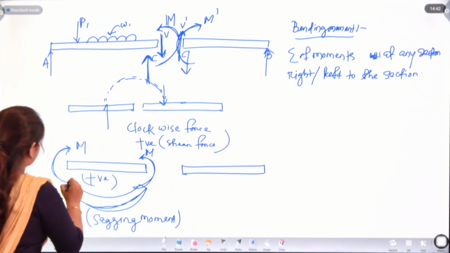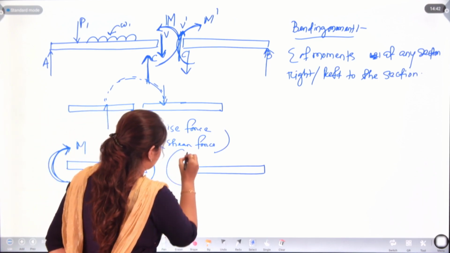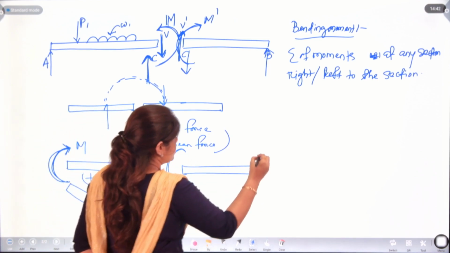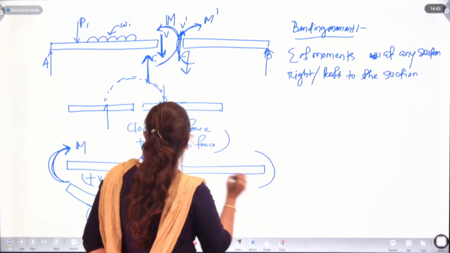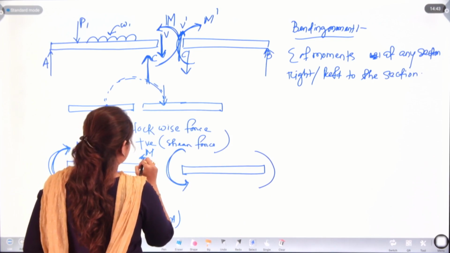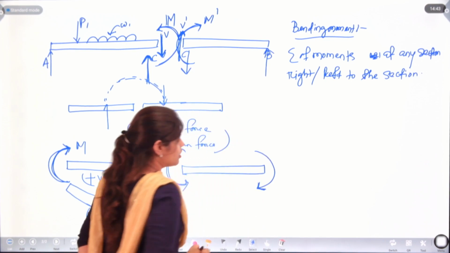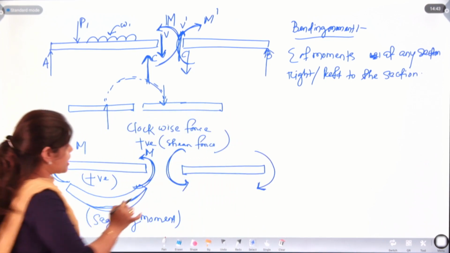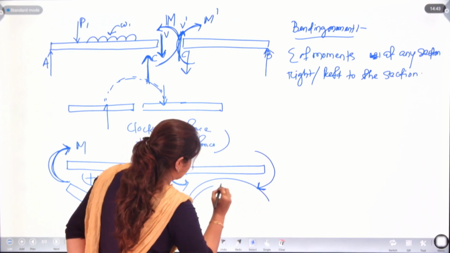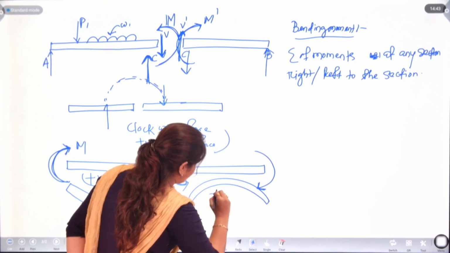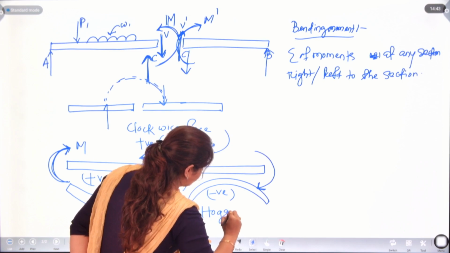If this is acting in the clockwise direction, now it will act in the anti-clockwise direction. And here this is acting anti-clockwise, so it will act clockwise. Because of this type of reaction, it will start hogging. And this moment is always negative. This moment will be termed as hogging moment.